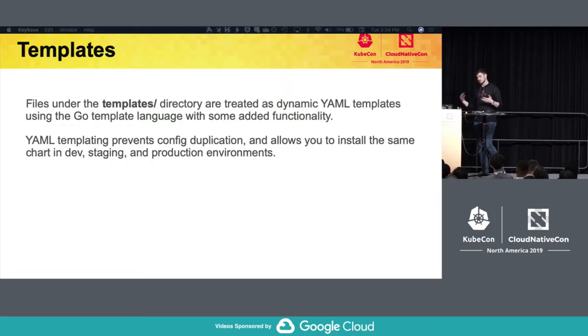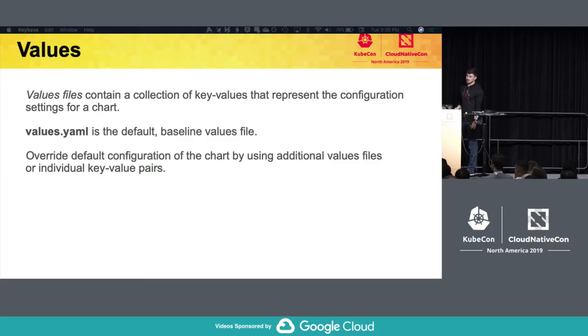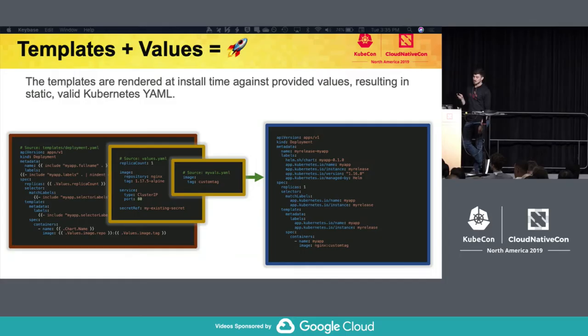And values. Values are the configuration for the chart. And basically, you can put them into a file. Values.yaml is the default. You can have a custom values file, which we'll talk about in a second, or you can set them one by one. So the combination of templates and values, the result of combining these two together will give us, hopefully, valid Kubernetes YAML that is then applied and installed into your cluster.